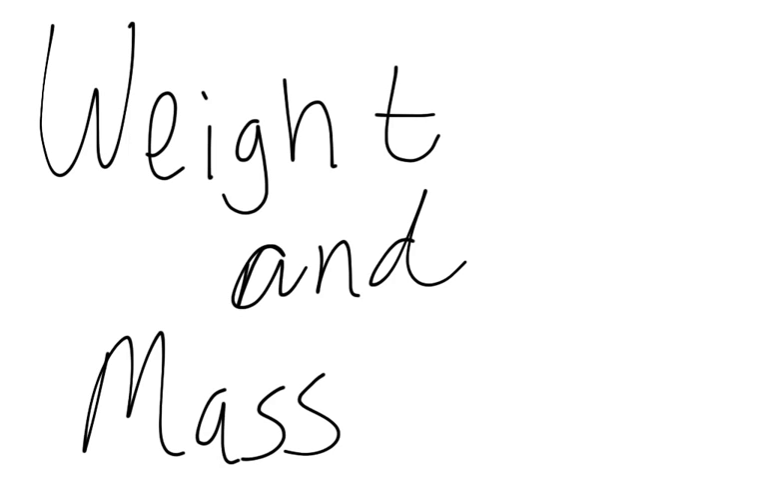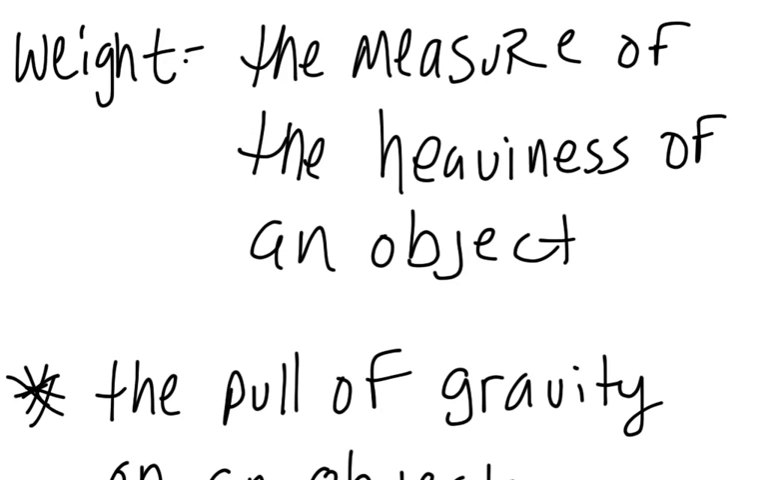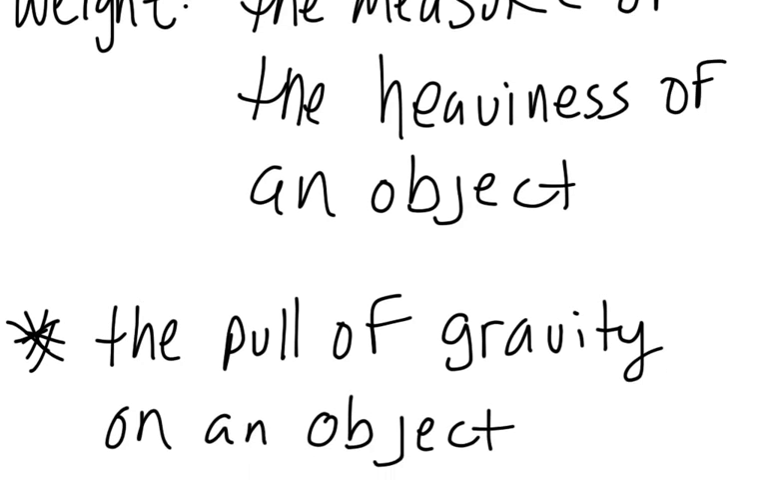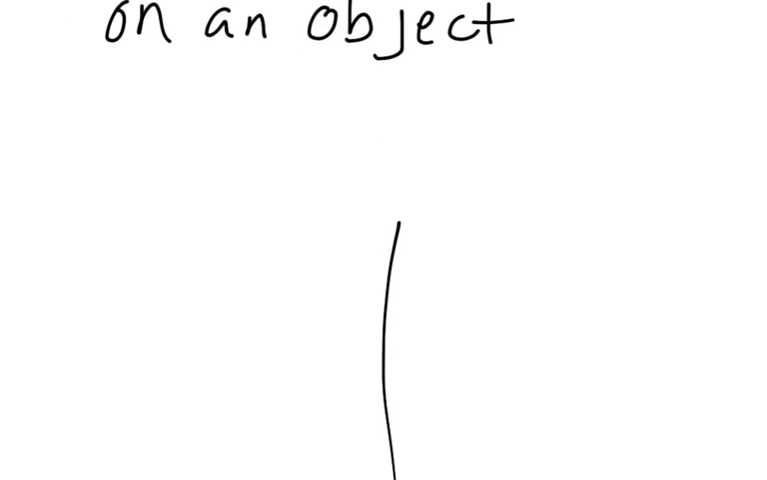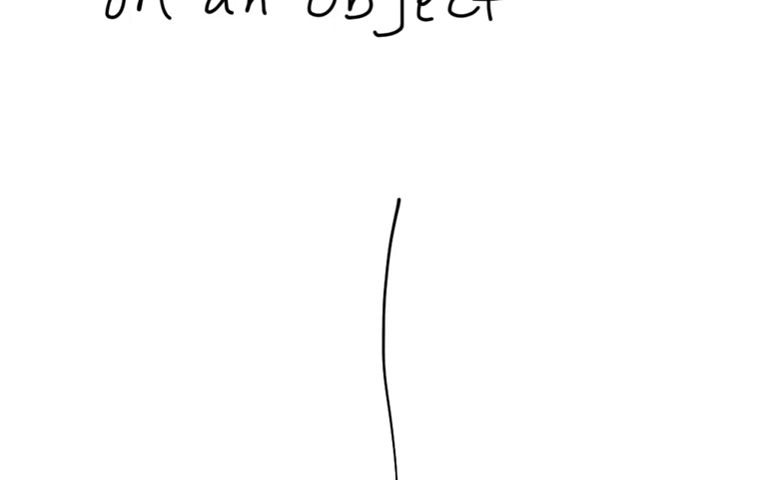Alright, so let's talk about weight and mass, shall we? So, let's start off with weight. Weight is the measure of the heaviness of an object. And remember, we talked about this in science a few months ago, that weight is the pull of gravity on an object.